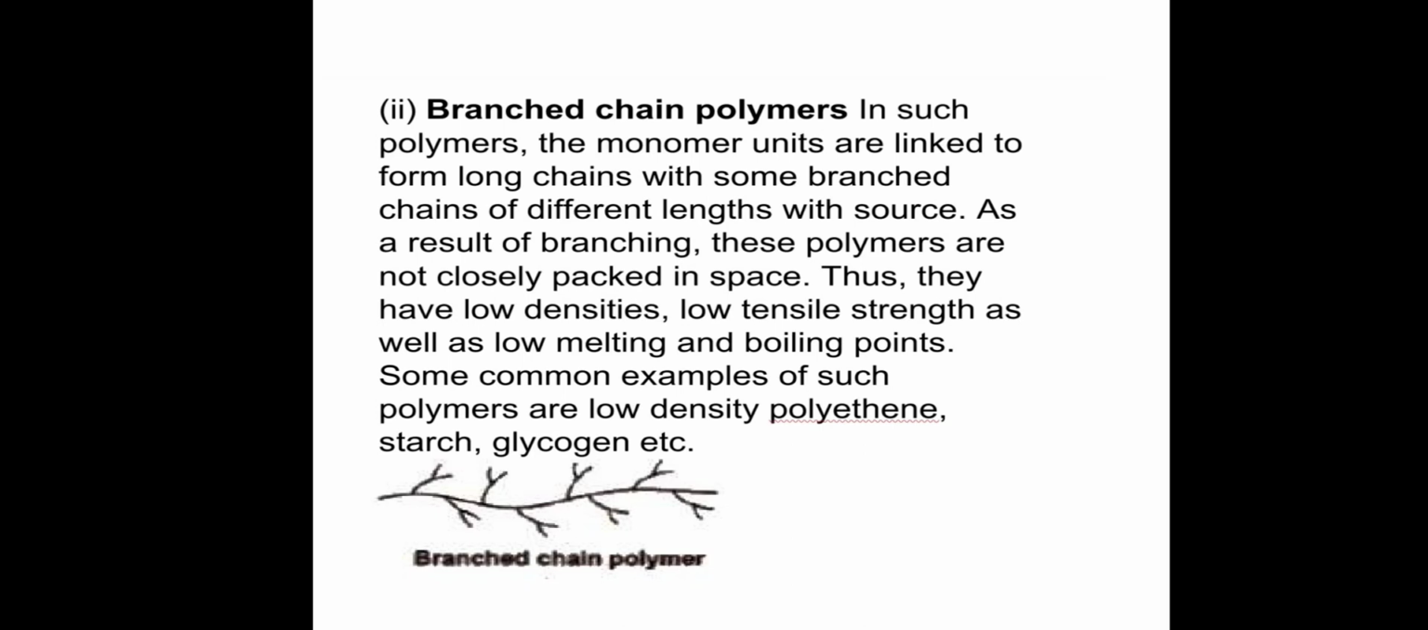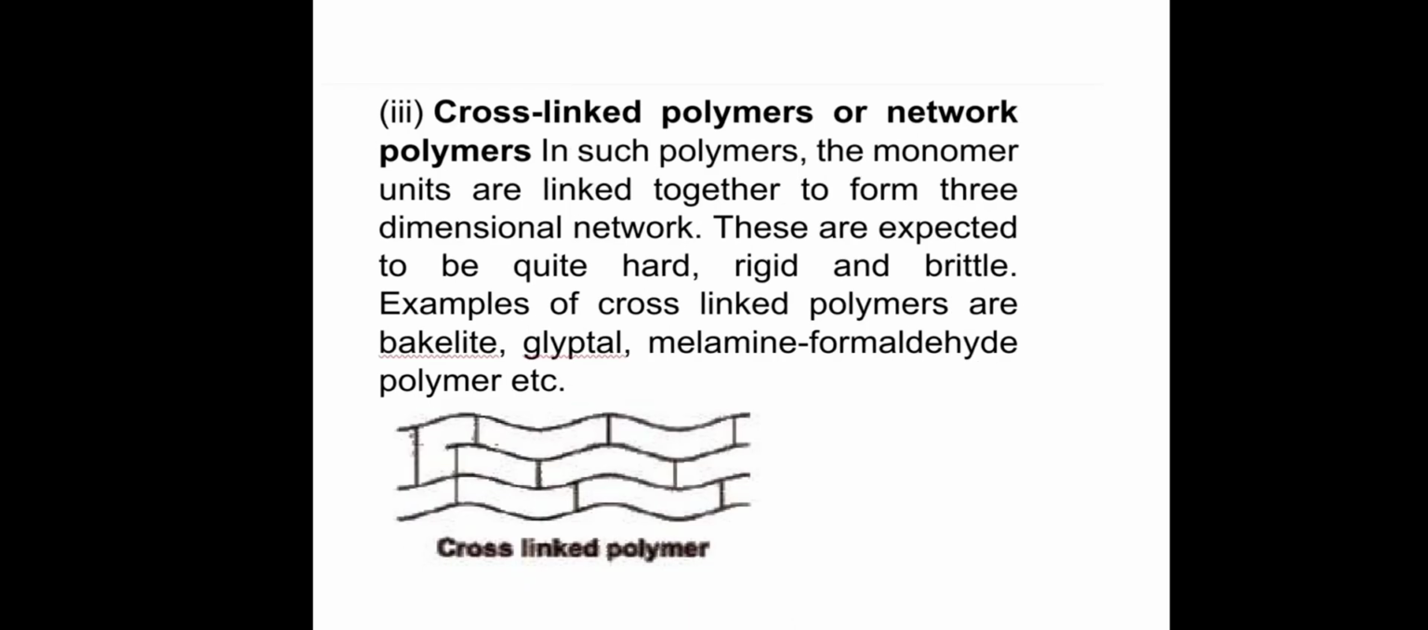Next one is branched polymers. In branched polymers there will be some substitutions, that's why it is called branched polymers. Then cross-linked polymers or network polymers are otherwise called three-dimensional polymers. Here there will be a lot of substitutions, that's why it is called three-dimensional or cross-linked polymers. Bakelite is a good example. Bakelite is nothing but phenol formaldehyde resin.